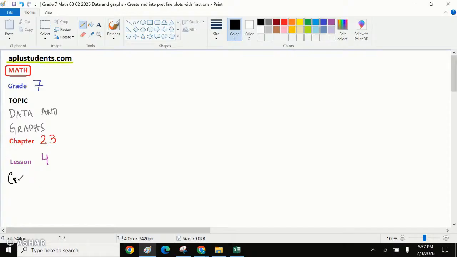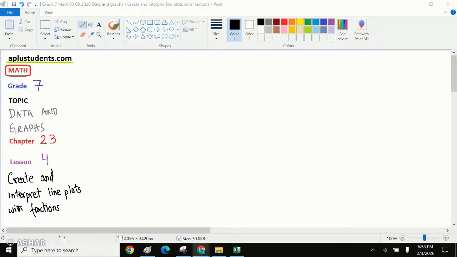Create and interpret line plots. We are doing line plots today, but with fractions. So let's go to grade 7 maths, chapter number 23 and lesson number 4.